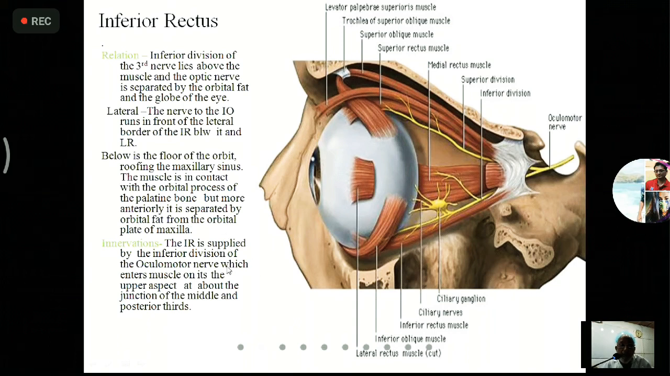This relation is important in MCQ exams. Innervation, I have said before: the inferior division of the oculomotor nerve. And where does it enter? At the junction of the medial and posterior third, and it is supplied by the upper surface. Okay.